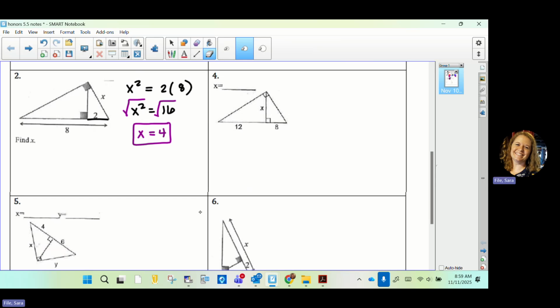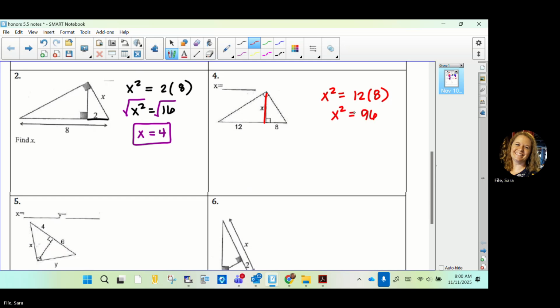All right, so in number 4, this one's looking for the altitude. So the altitude squared is equal to the product of the two portions, right? So 12 times 8. Okay, so 12 times 8 is 96. Oof, we finally don't have a perfect square. When I try to take the square root of 96, that is not a perfect square, is it?